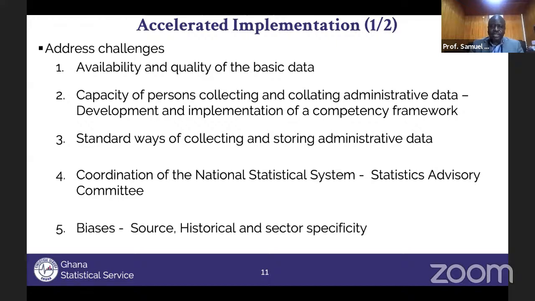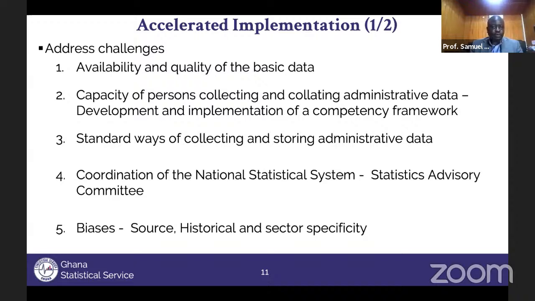I outlined just 5 challenges which I think we need to address. The first has to do with the availability and quality of the basic data that the MDAs have, and more importantly, the sync between the data across the MDAs and with the Ghana Statistical Service. Again, going back to the law, it categorically says that we think about 4 different types of statistics, and it's only Ghana Statistical Service that would produce official statistics.